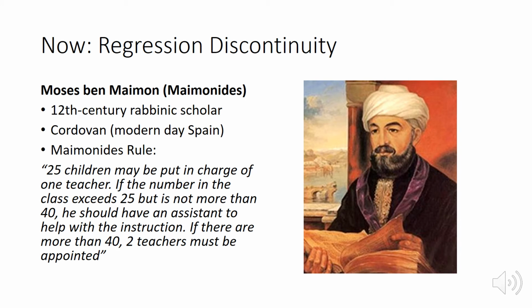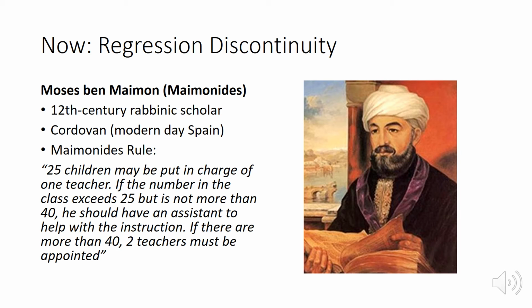This is Moses ben Maimon, more commonly known as Maimonides. He was a 12th century rabbinic and Talmudic scholar in Córdoba, which is modern-day Spain. And among the many philosophies that Maimonides is famous for, he's famous for reading the Talmud and coming up with what's known as Maimonides' rule.